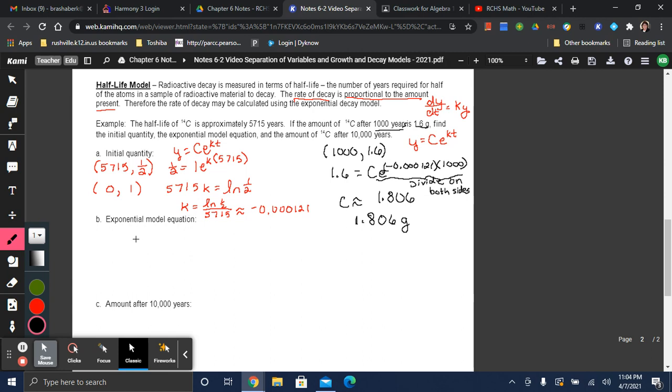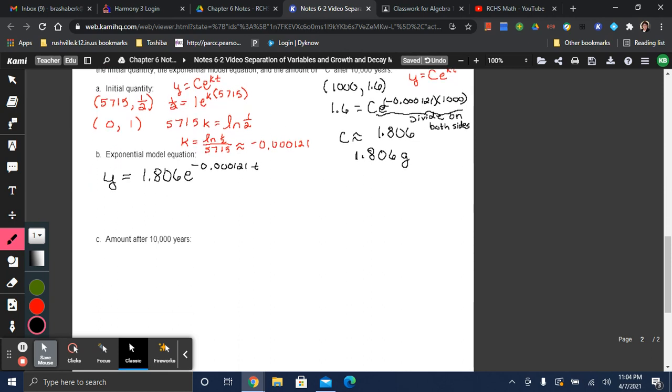All right, then part B asks you to write a model equation. Whenever you're asked that, we want you to substitute in c as well as k. So this is your c value, 1.806. And then e, our k value is negative 0.000121 t. So there's your model equation.